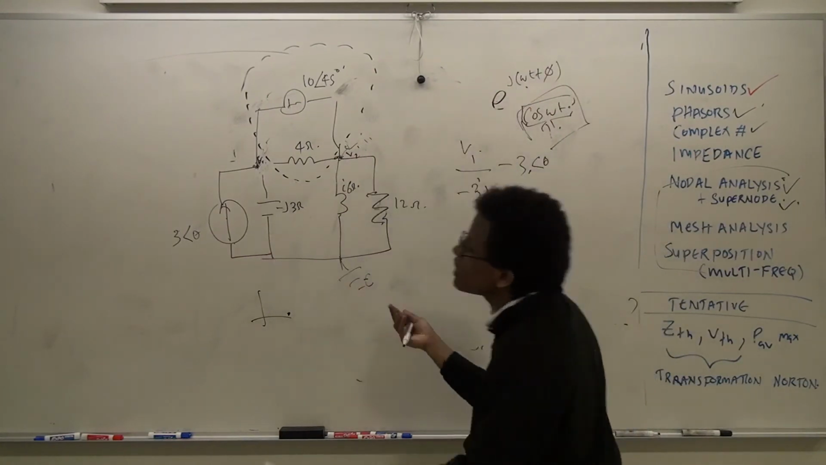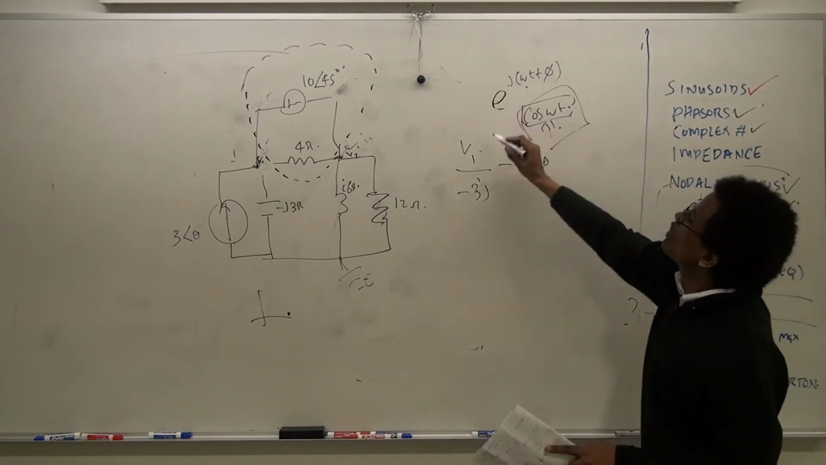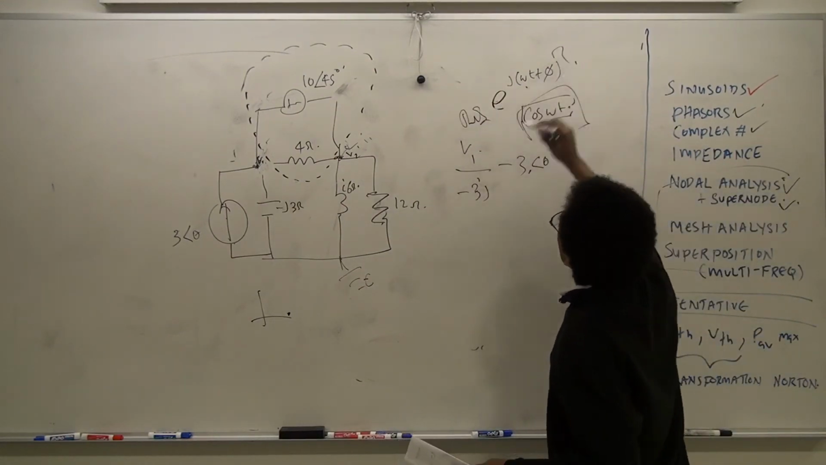Once we solve it, we're coming out. Once we come out, we're taking the real part. So you know how we take the real part of this? That's the cos omega t.